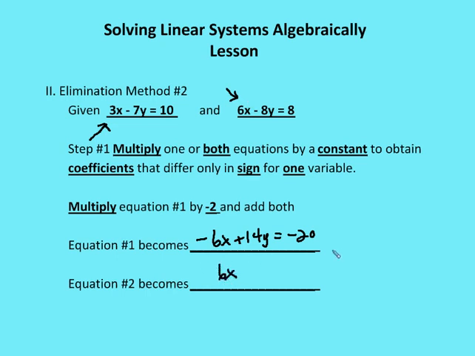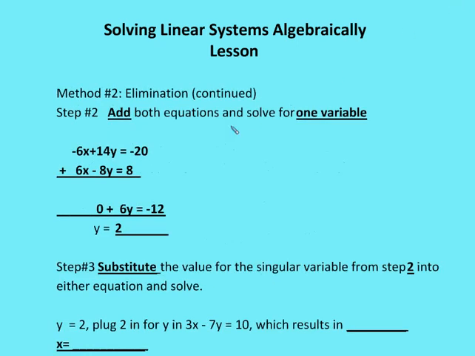So I line them up this way, and I would add them just like I add any multi-digit number, but now I'm using variables and constants for two different variables. So I have 6x minus 8y is equal to 8. And so I add these two together, and I get 0x plus 6y is equal to negative 12. Now I just solve for y. So 6y is equal to negative 12. I divide both sides by 6, and I get y is equal to negative 2.